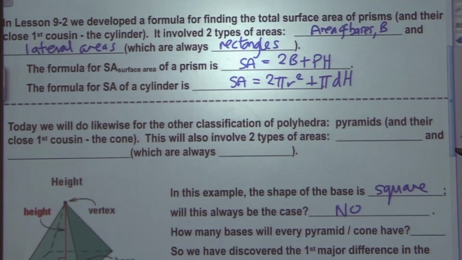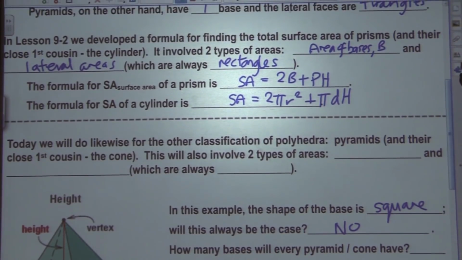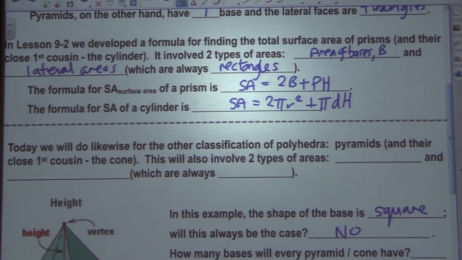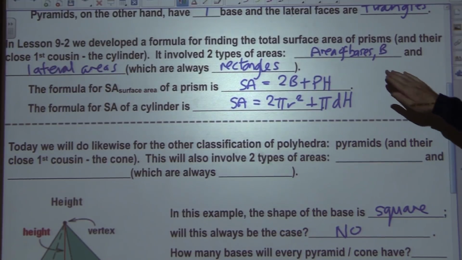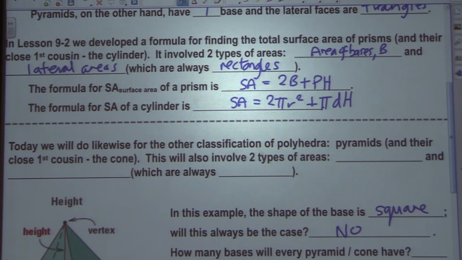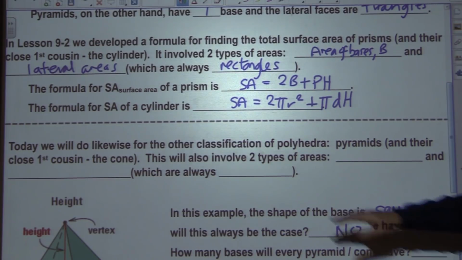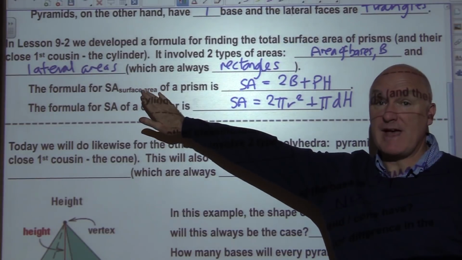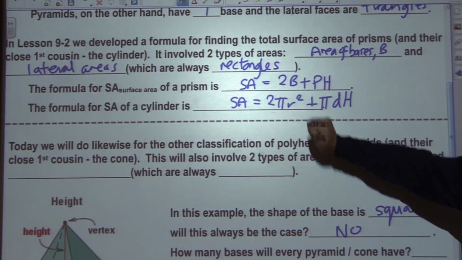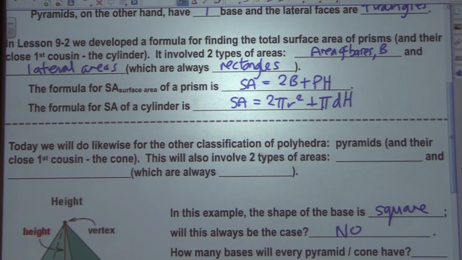In lesson 9.2 we developed a formula for finding the total surface area of prisms and their close first cousin, the cylinder. It involved two types of areas, the area of bases, which we call capital B, and lateral areas, which are always rectangles. The formula for SA, the surface area of a prism, is two bases plus PH, and we did all this last Tuesday.